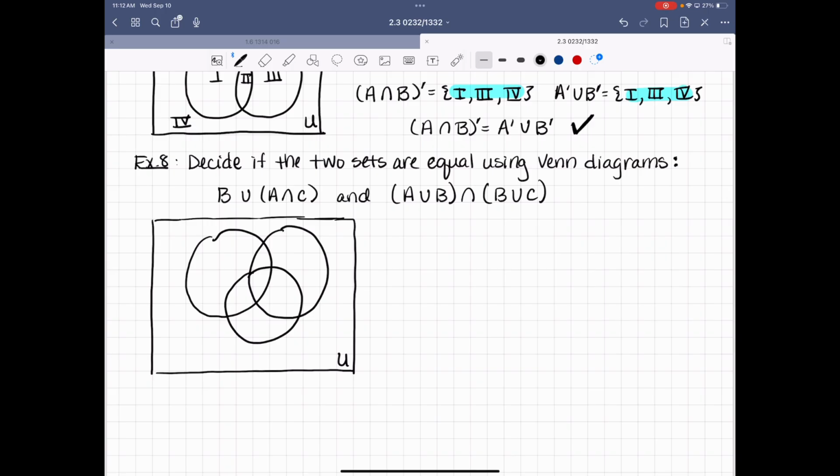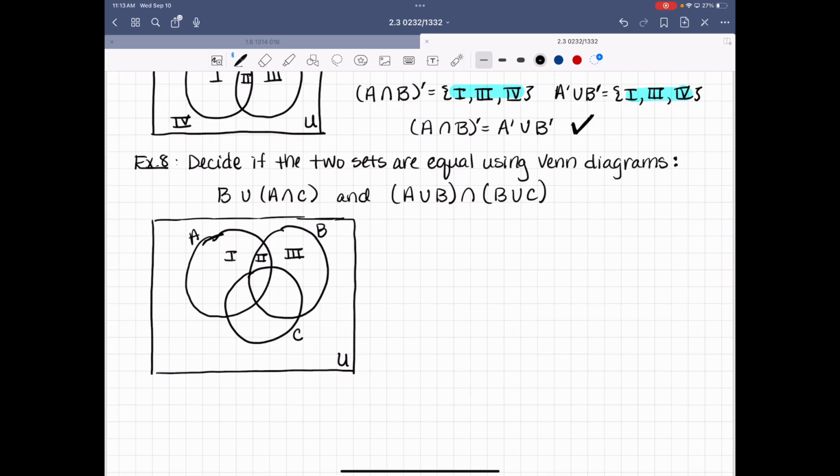Okay. This one's a little harder to label, I know. A, B, C. Okay, so start at the uppermost top, inside the circles. So 1, 2, 3.